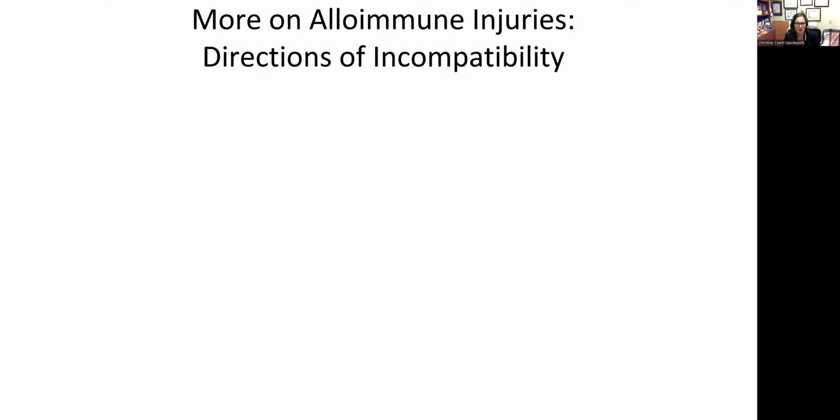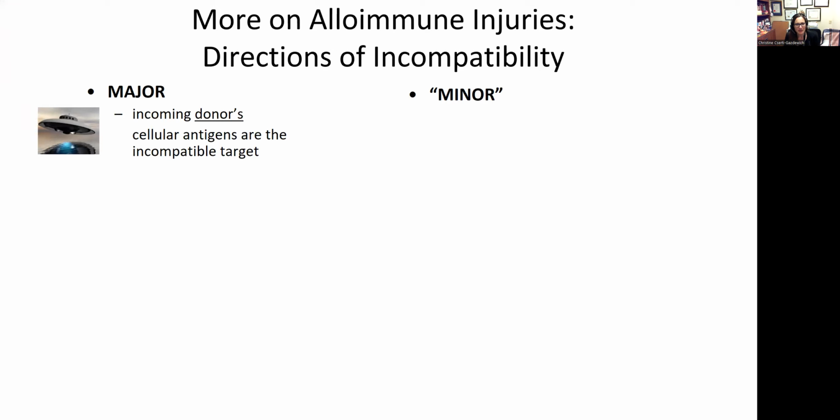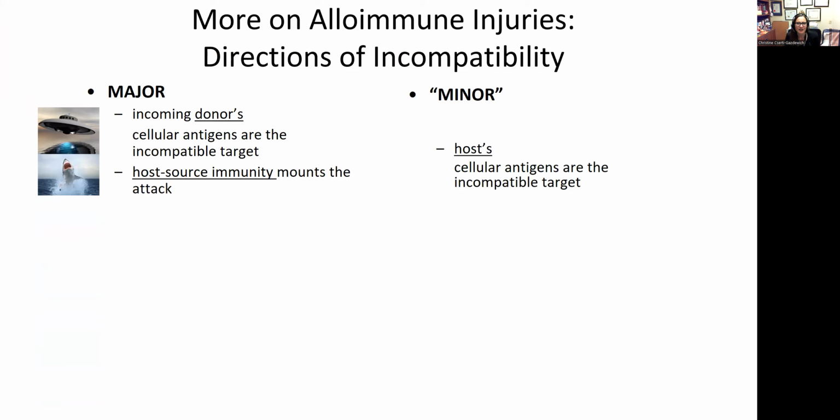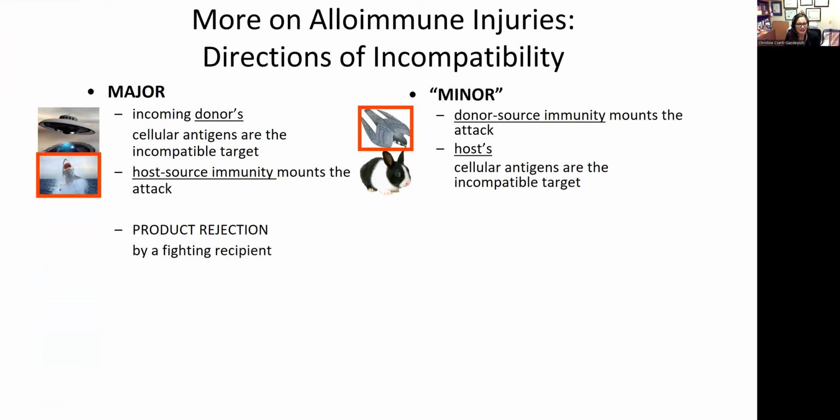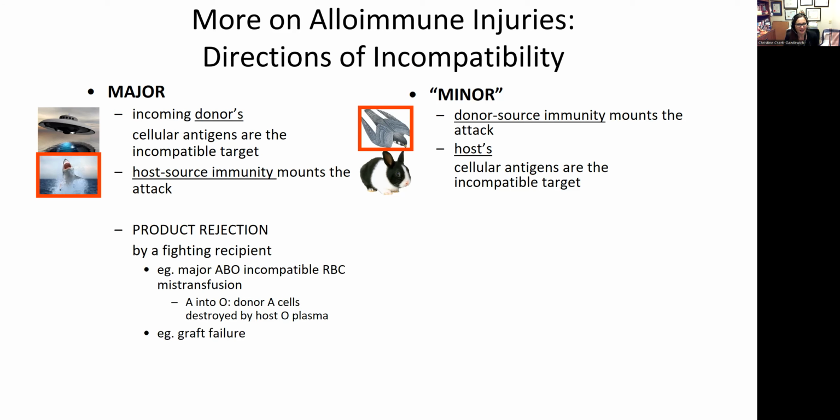Now, a few words on alloimmune injuries. Again, directions of incompatibility. Alloimmune injuries are classified as major or minor. Major incompatibility is essentially your patient is recognizing an input as a foreign alien, and it's their immune system that's doing the fighting work. And so it's a bit of an egocentric mnemonic. In minor incompatibility, the host is the innocent bystander, and it's something from the outside coming in that's doing the harm. And so some examples of major incompatibility are when a host rejects their red cell transfusion and has an acute hemolytic transfusion reaction, or if they're rejecting a transplant.